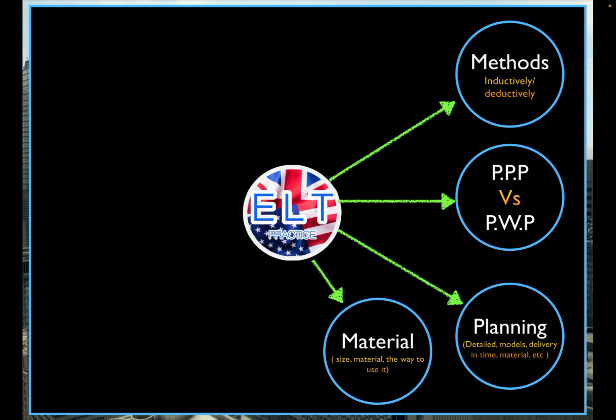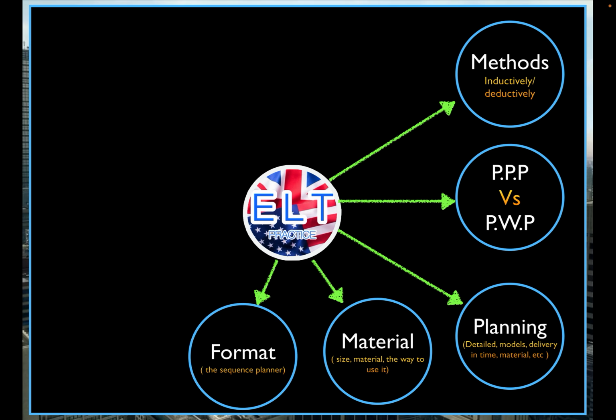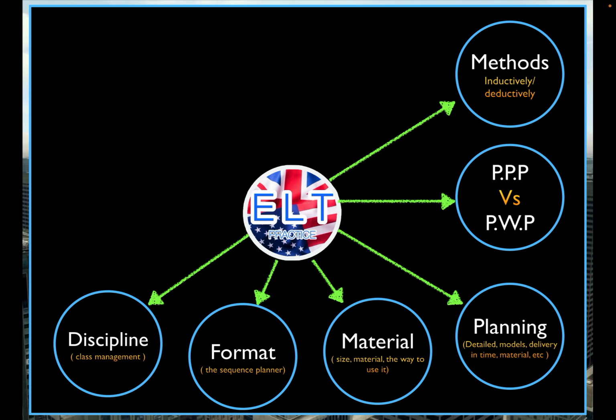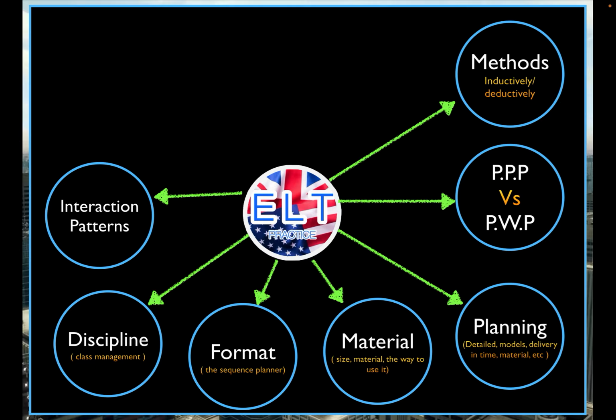Were they the right size? Was it the correct material? Was the way you used it correct or incorrect? The format. The sequence planner was the correct one? Discipline. About classroom management. Interaction patterns.